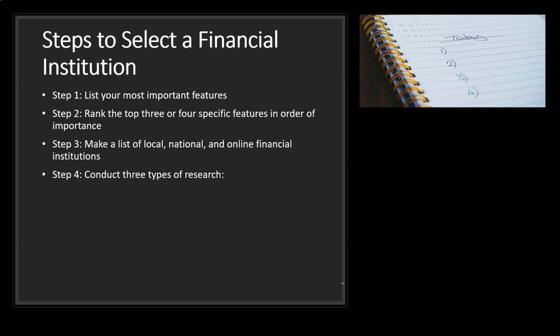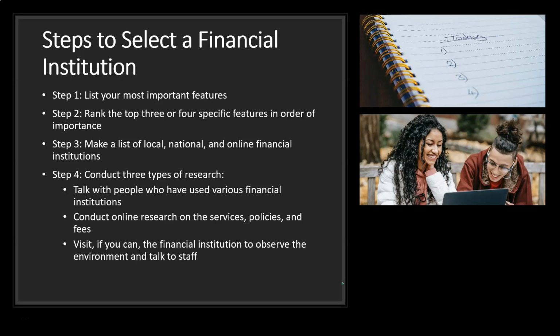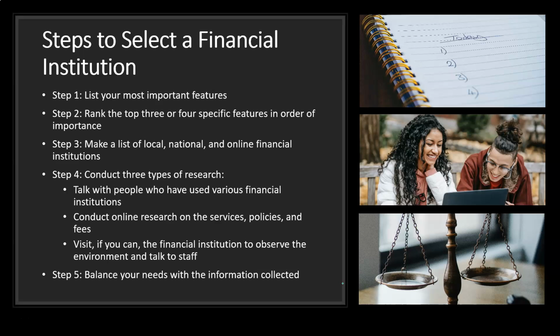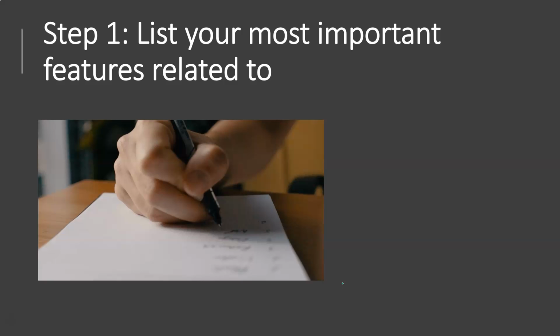Step 4, conduct 3 types of research, which would include talk with people who have used various financial institutions, conduct online research on the services, policies, and fees, visit, if you can, the financial institution to observe the environment and talk to staff. And then step 5, balance your needs with the information collected, and then, of course, make your decision.